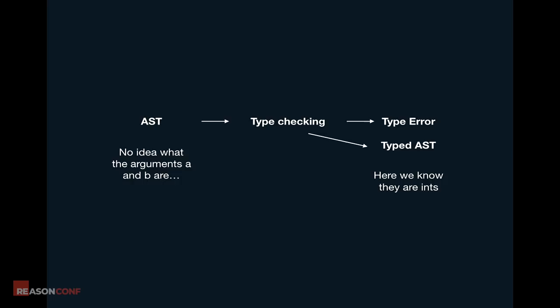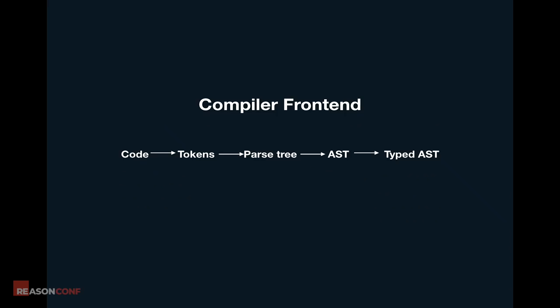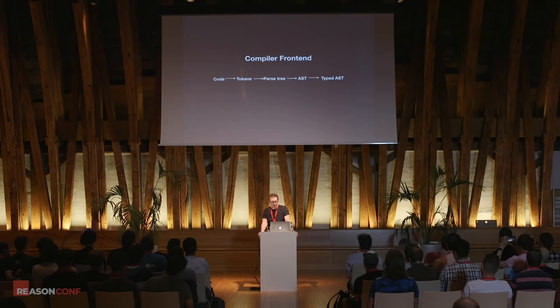So now we have our syntax tree. Here we still have no idea what our types are. For this, we need the type checker, which checks if everything is what it is. If it isn't, there's a type error, and if it is, there will be a typed AST. And now we are sure that the arguments that we have are indeed integers. So, to quickly recap, this is the front end of the compiler. We have our code. The lexer turns it into tokens, then the parser turns it into an AST, then the type checker makes it a typed AST.